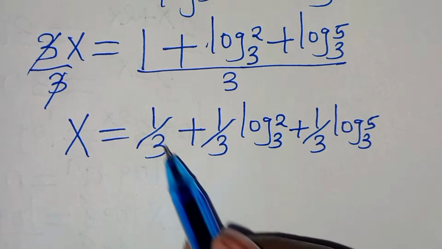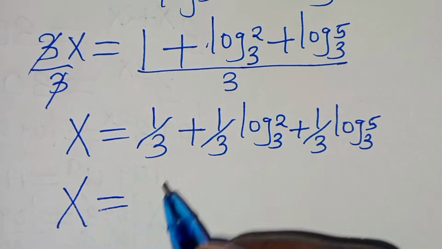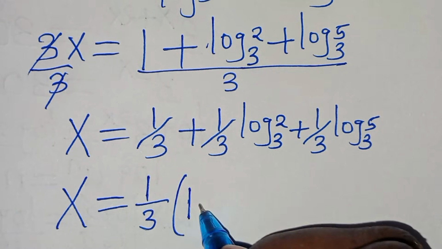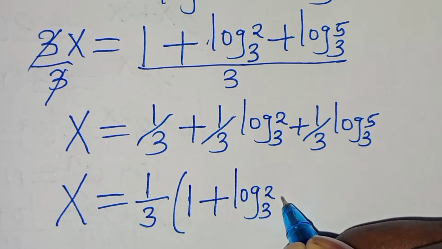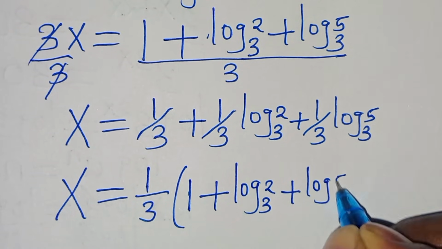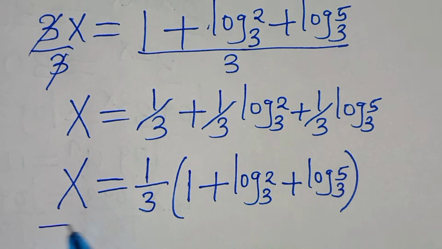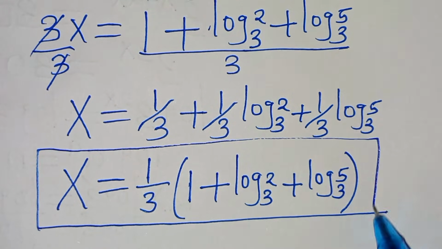The next step is that since 1 over 3 is common here, we can express x is equal to 1 over 3 into the parentheses. This is 1 plus log 2 to base 3, then plus log 5 to base 3, close the parentheses from here, and this is the value of x. This is the value of x.